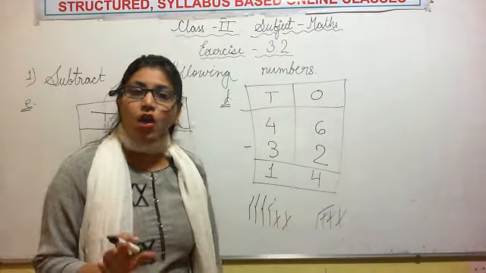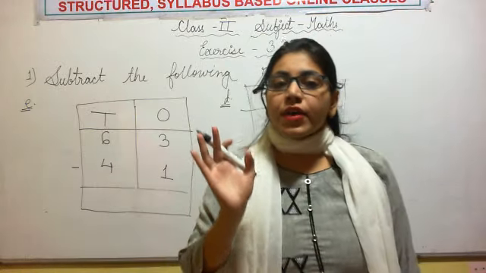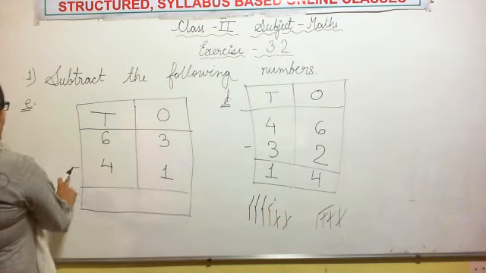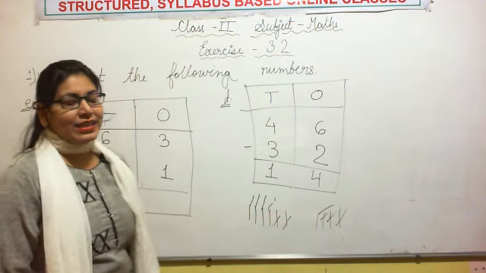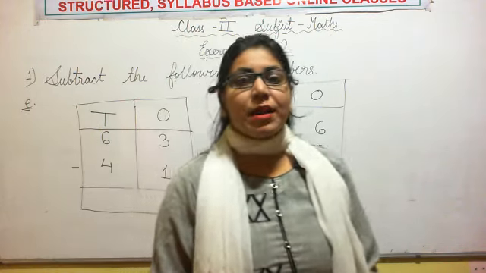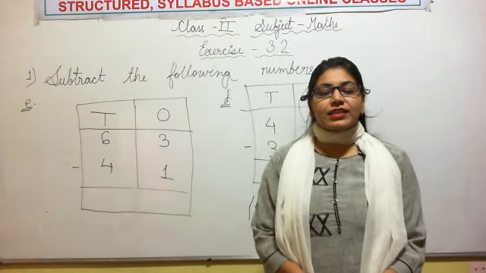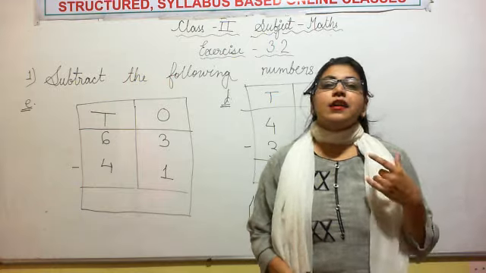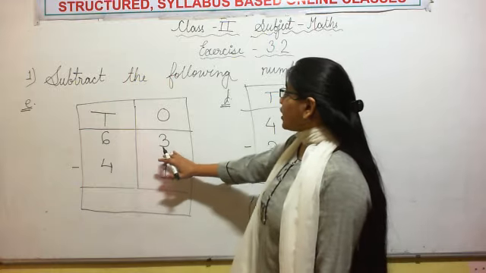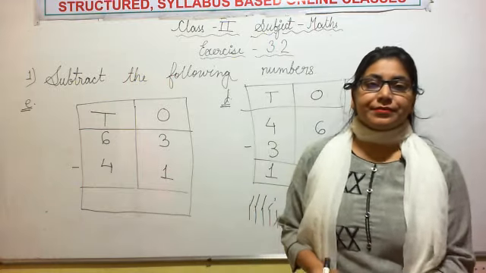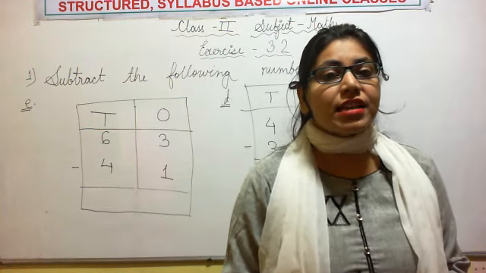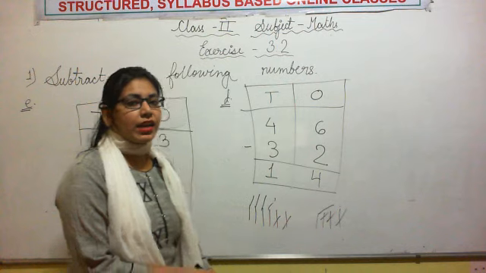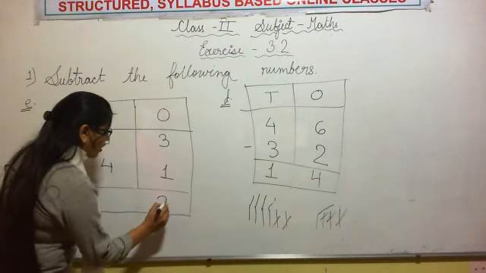Now, first of all, we will deal with the ones column. So, 3 minus 1. Whenever we see 1, we will apply our subtraction property. Whenever 1 is subtracted from any number, the difference is the previous number. So, what is the previous number of 3? Very good. 2 is the previous number of 3. So, we will write number 2.